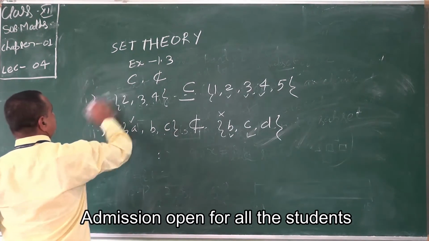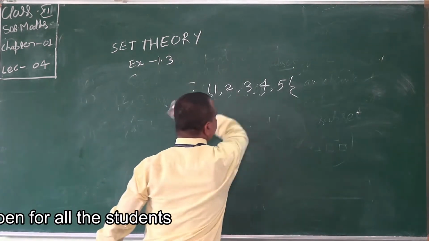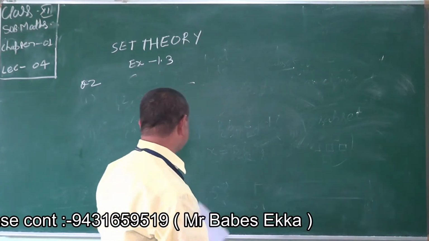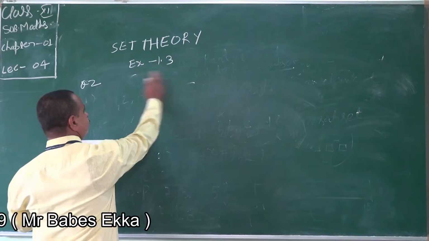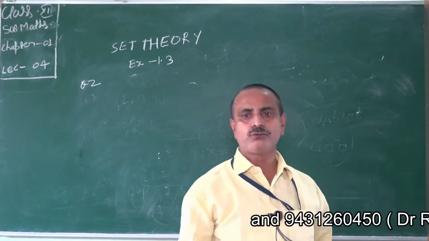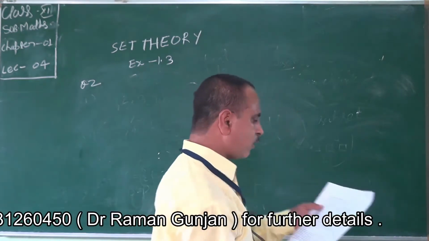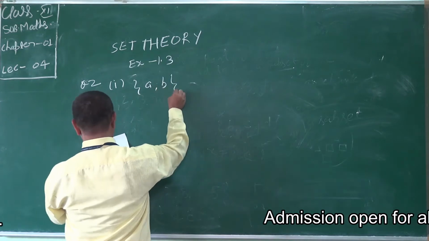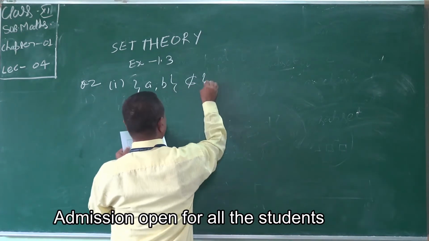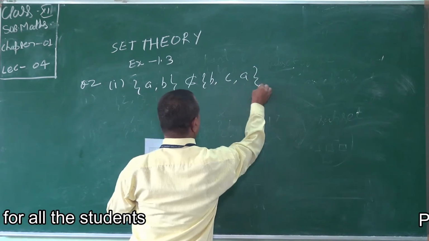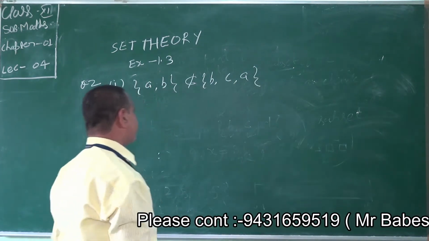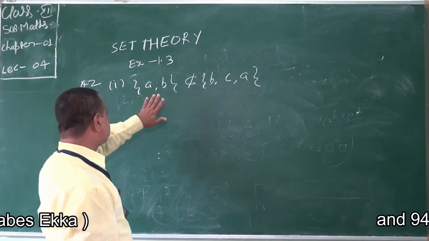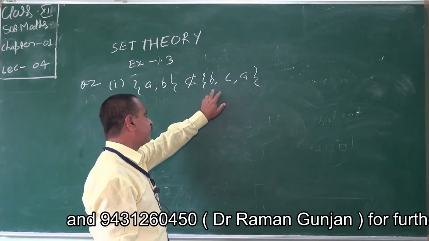Next, we come to question number 2. Yes, now I start your question number 2. Your question is given as true or false. First, your option is A, B not a subset of B, C, A. In this question, it is asked, is AB not a subset of B, C, A?